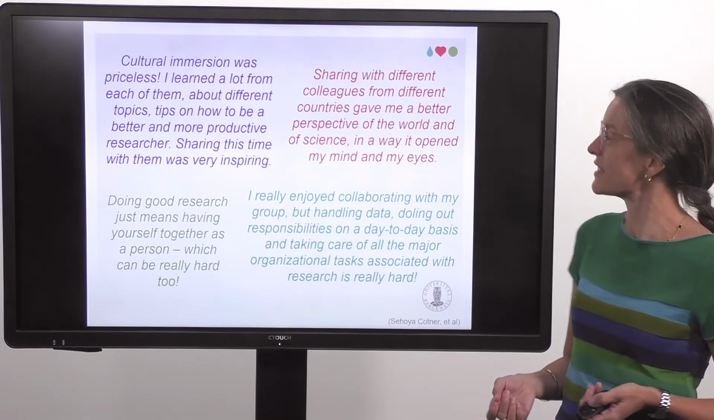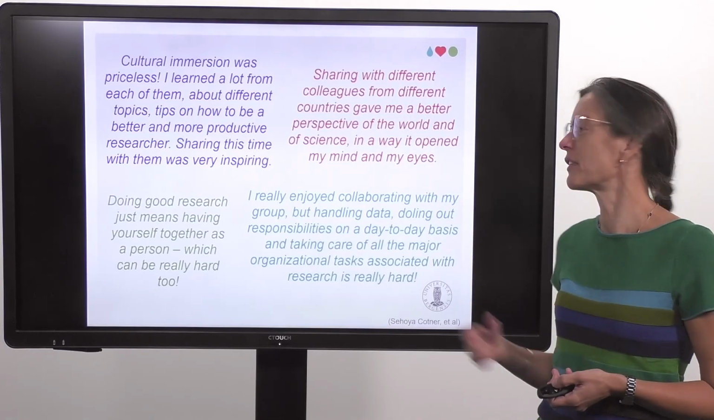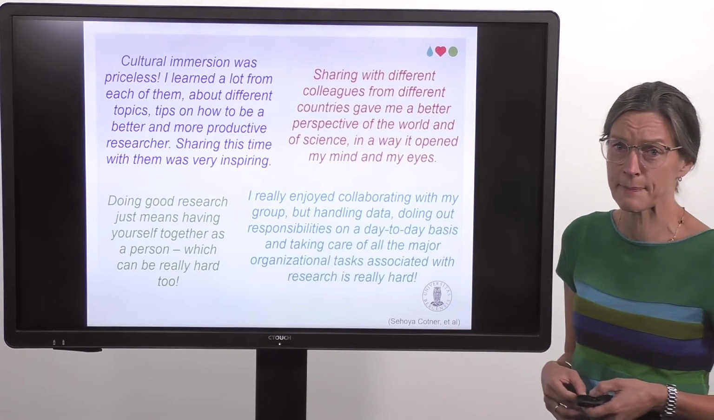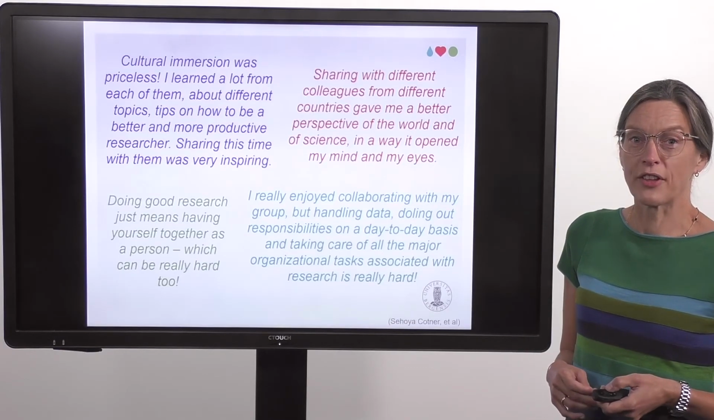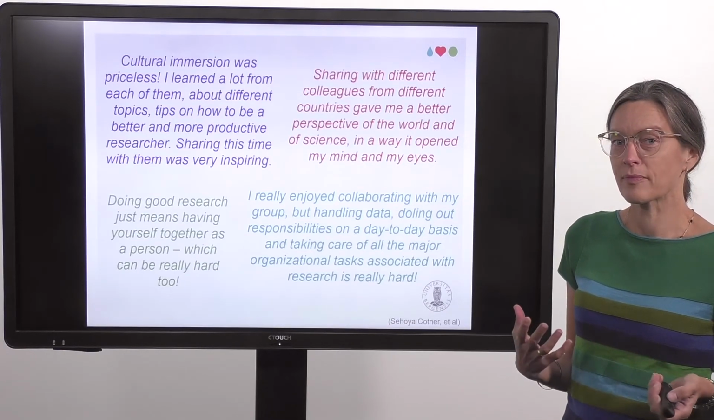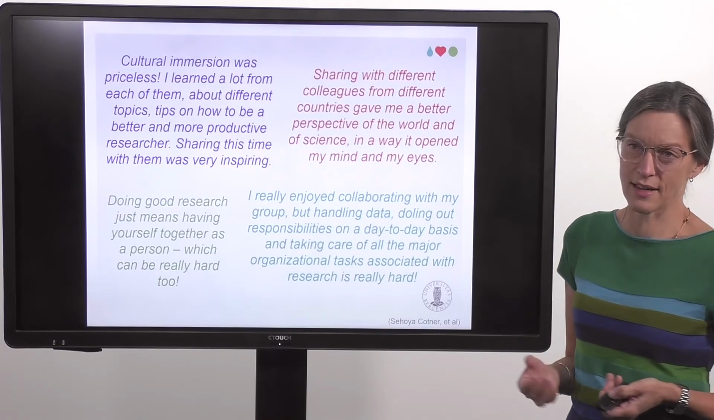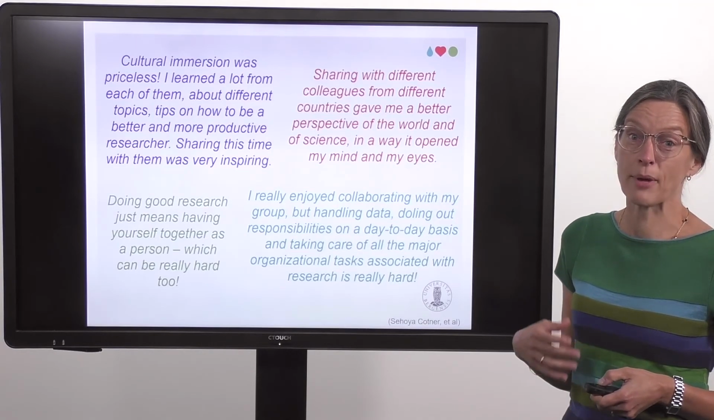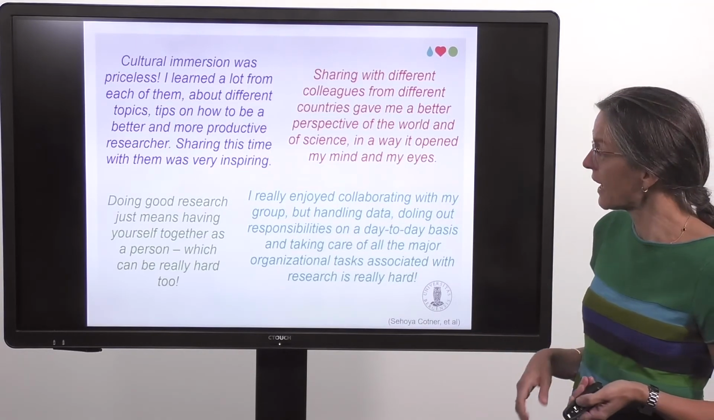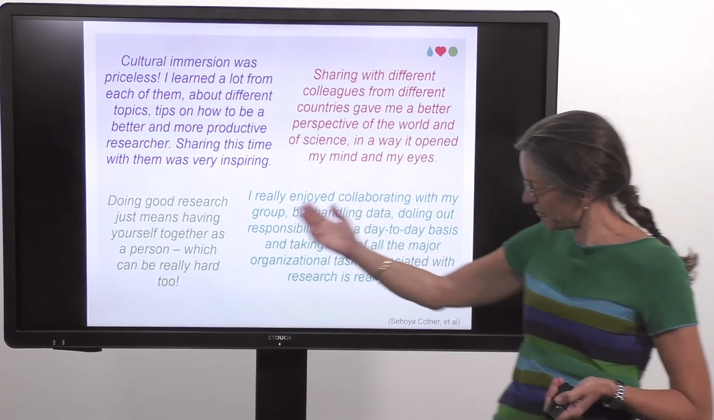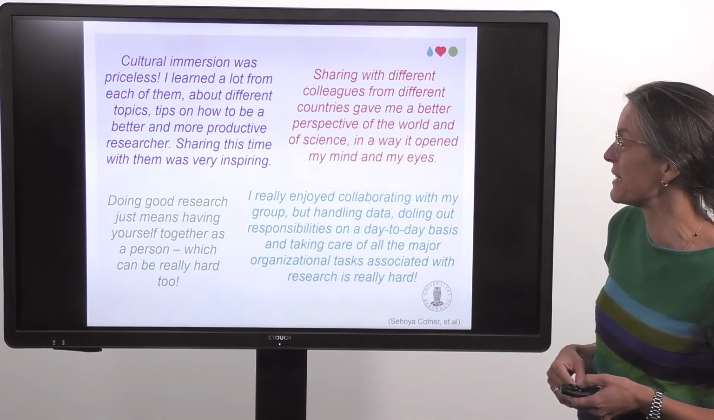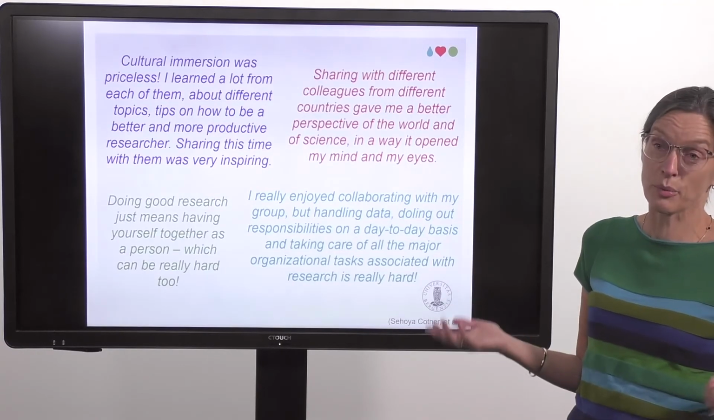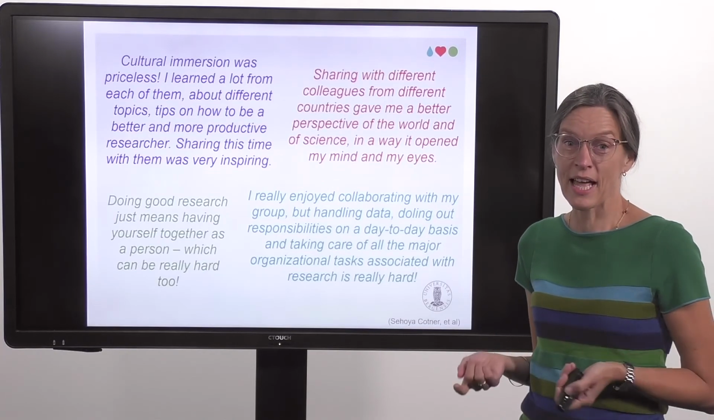And these are some of the statements that our students have said after participating in the course. And what they show is that doing science collaboratively like this can be a life-changing experience way beyond science itself. And so, for example, doing good research just means having yourself together as a person, which can be really hard too. So it goes way beyond science.